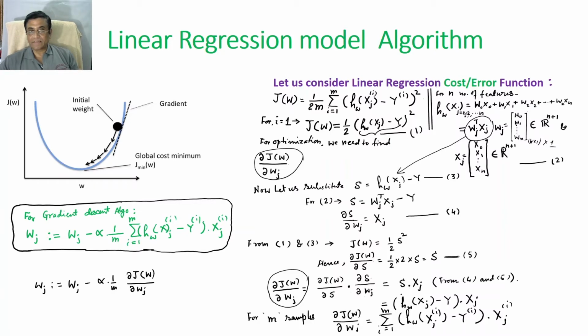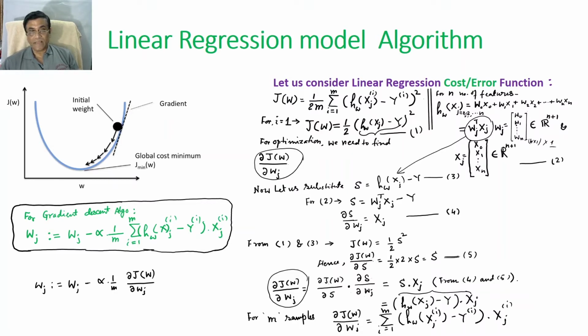This is a very important formula which, time and again, you will use for running the gradient descent algorithm. Somebody may run the algorithm without knowing where this expression came from. This expression did not come from heaven but from this deduction. It is very simple, right? So this is for one sample.